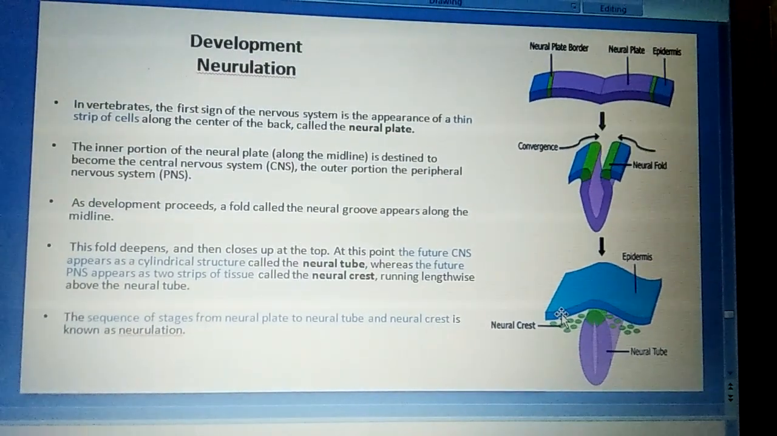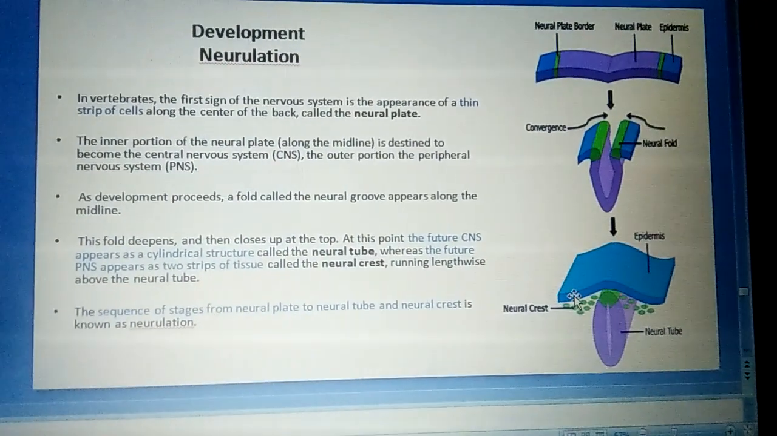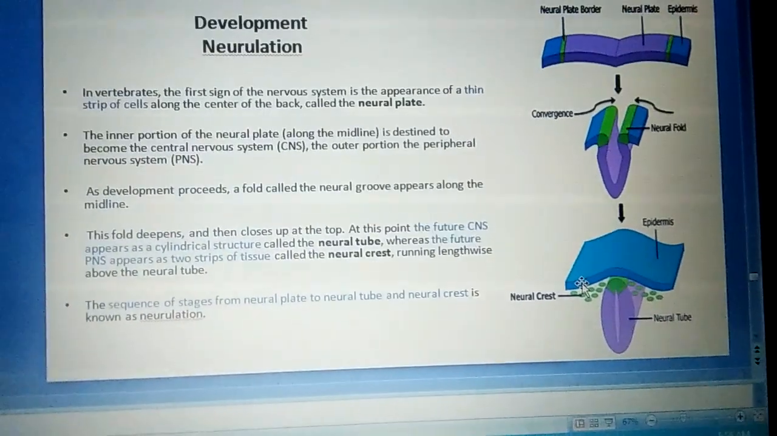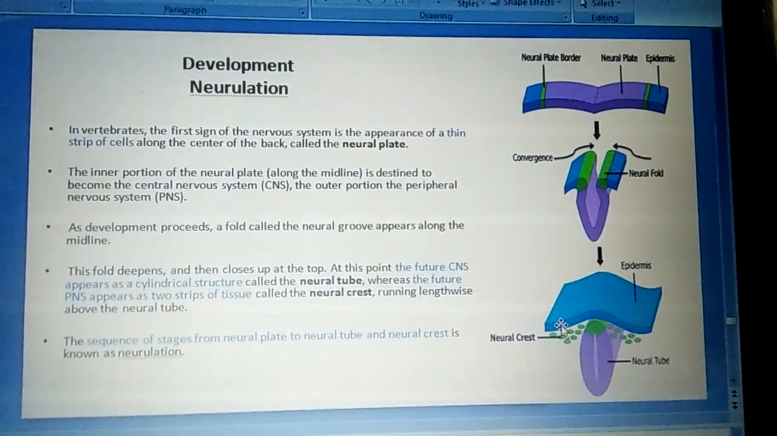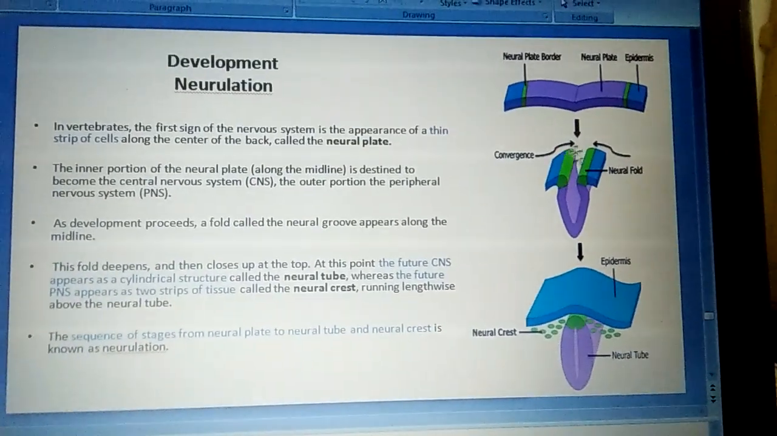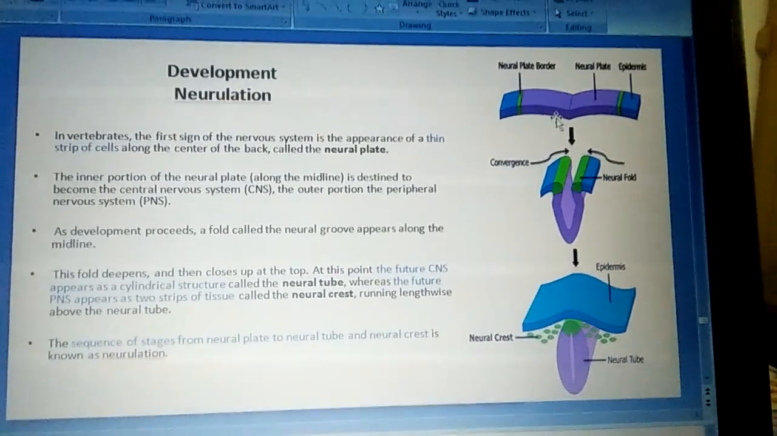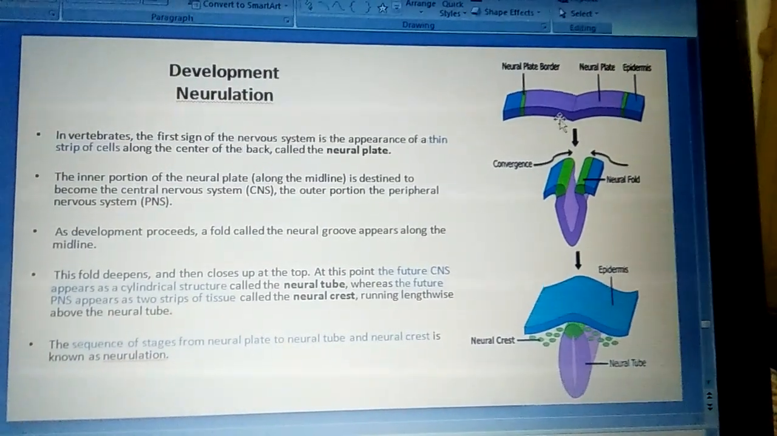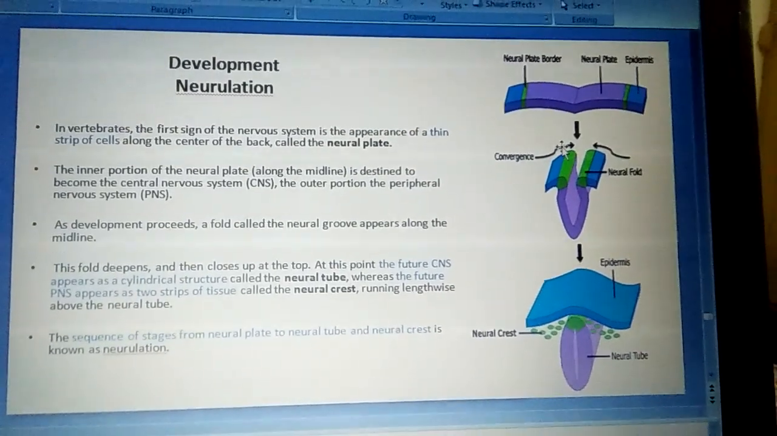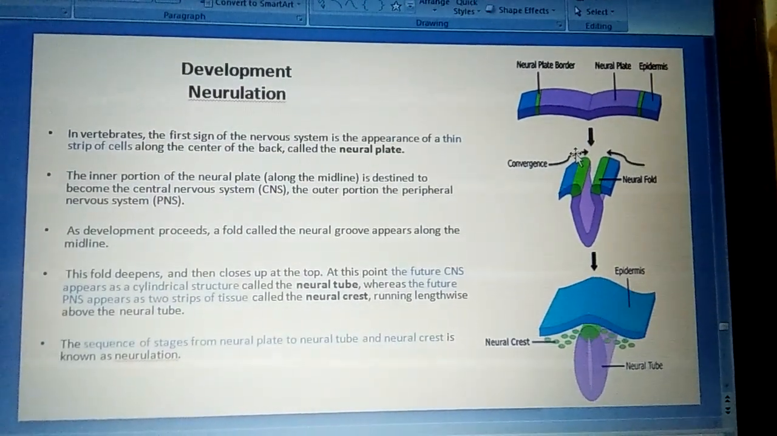Development, also known as neurulation. In vertebrates, the first sign of the nervous system is the appearance of a thin strip of cells along the center of the back called the neural plate. The inner portion of the neural plate is destined to become the central nervous system, and the outer portion is the peripheral nervous system.